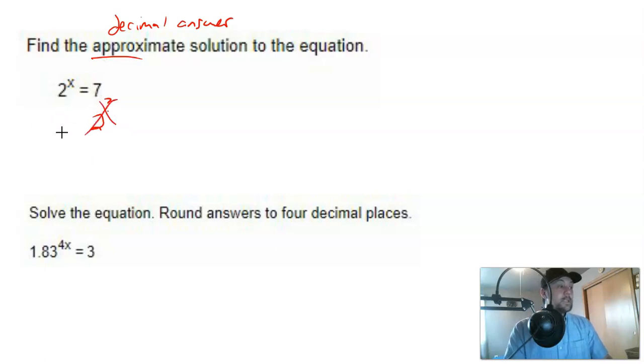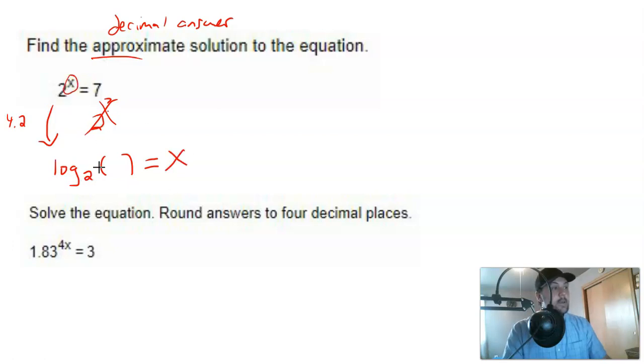So what we learned in section 4.2 was to rewrite this equation in logarithmic form. I'll start by writing log. The base is the base. So the base of the exponent becomes the base of the logarithm. I skip over this part. The logarithm equals the exponent. So the exponent here is x, which means the 7 is what goes inside the logarithm. So that's what we learned to do in section 4.2. And this is the solution to the equation.